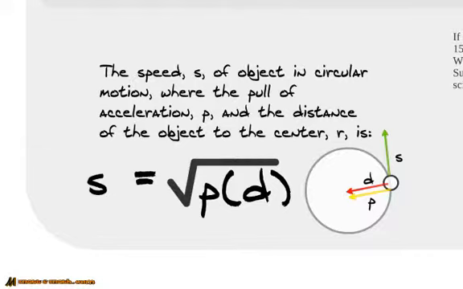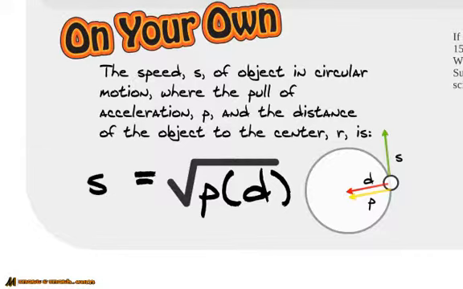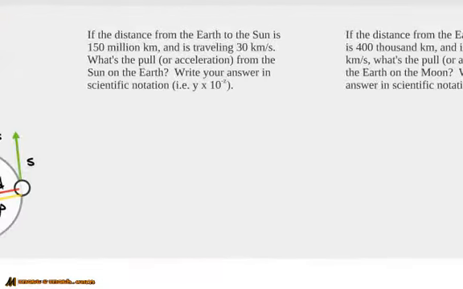So what we're going to do now is find some speeds on our own. If the distance from the Earth to the Sun is 150 million kilometers and the Earth is traveling 30 kilometers per second, what's the polar acceleration from the Sun on the Earth? Go back to that equation we just had. Hopefully you wrote it down. Rewind the video if you didn't. And I want you to plug in these numbers and see what you can come up with. Remember what the radical sign means? It means exponent to the half. I'd like you to write your answer in scientific notation too.